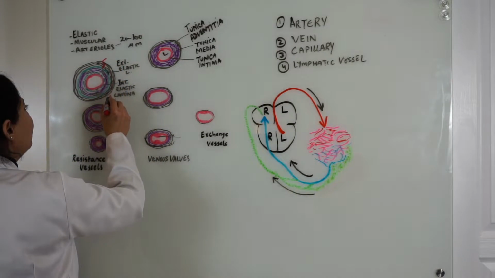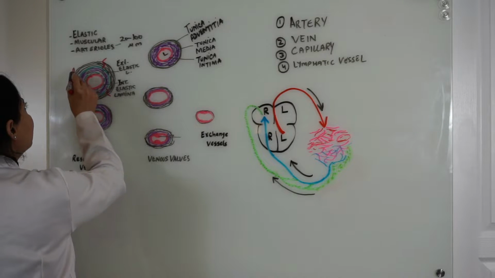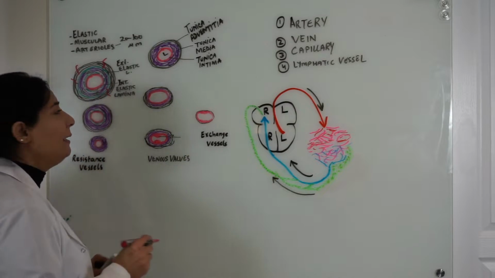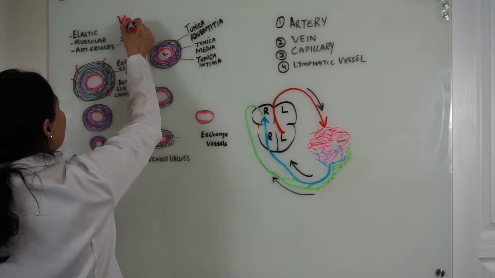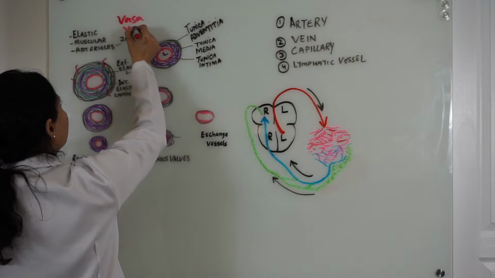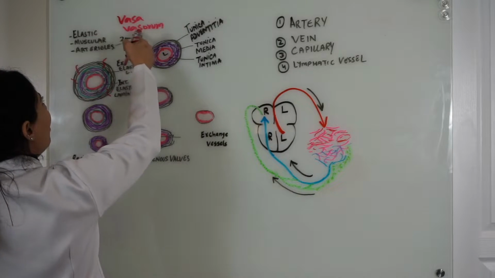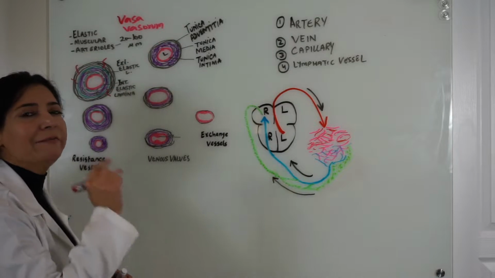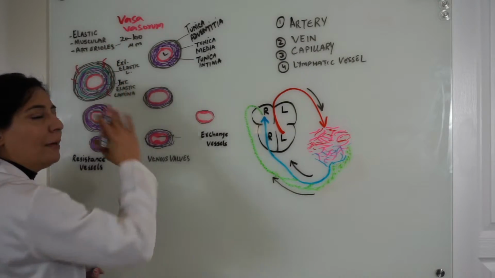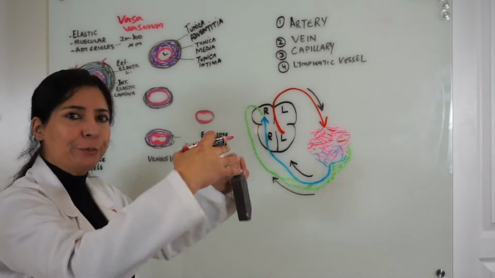These are known as the Vasa Vasorum. The vessels of the vessels. Vasa Vasorum. They are coming from outside, external sources.